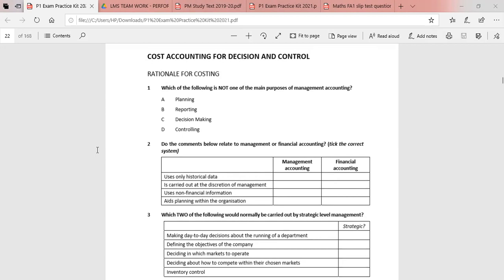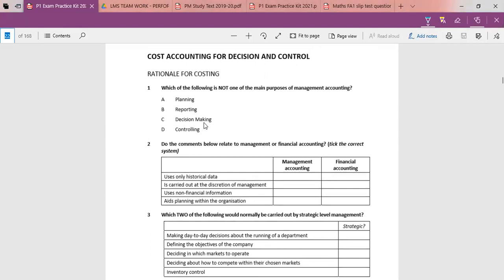Question number 1 says, which of the following is not one of the main purposes of management accounting? Quickly, can you tell me? Reporting. Which one? Reporting. Voice is breaking. That's why I'm asking you which one.